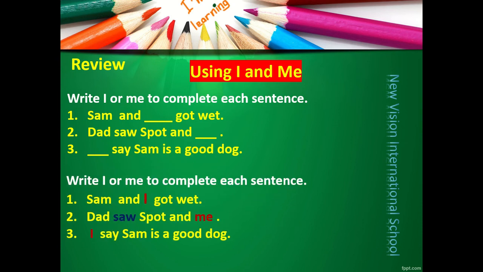So in number 1, the answer is the pronoun I. So we use it as our subject pronoun. Number 2, because of the action word saw, we use the pronoun me. Then last, the pronoun I, because we use that as our subject in a sentence. Did you get the correct answers? Very good. Now let us move on to your new lesson.